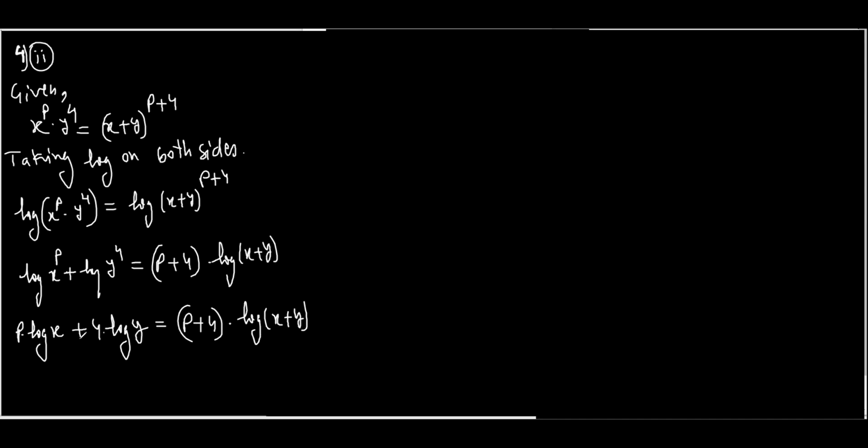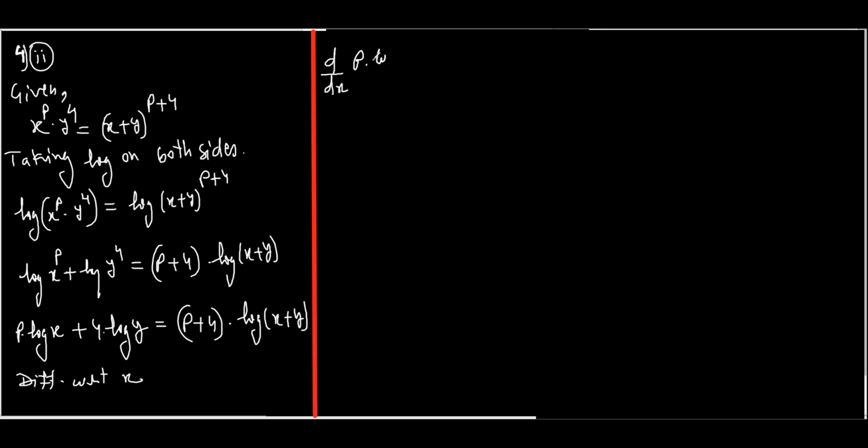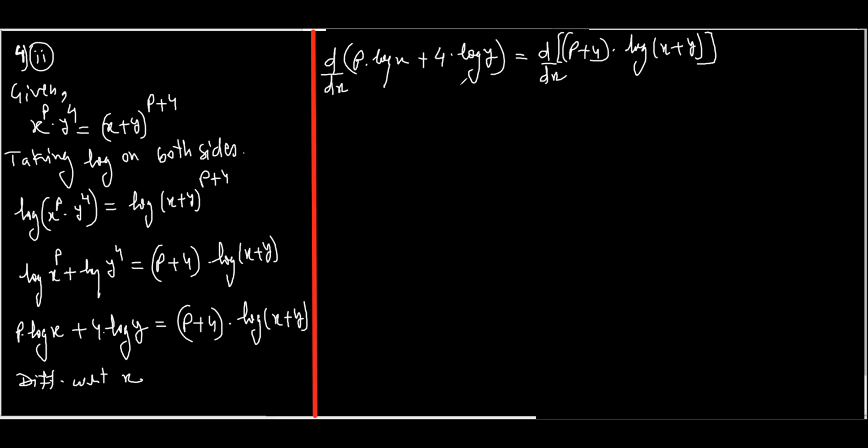So you will now go for taking derivative. You will write differentiating both sides with respect to x. So d by dx on left hand side and d by dx on right hand side. So here you have d by dx of p log x plus 4 log y, and on the other side, you have d by dx of p plus 4 into log of x plus y. You can always skip this step also. You can directly take the derivative instead of writing this.